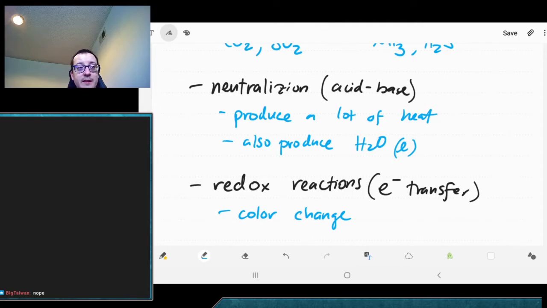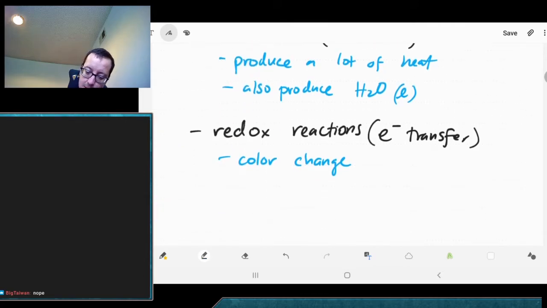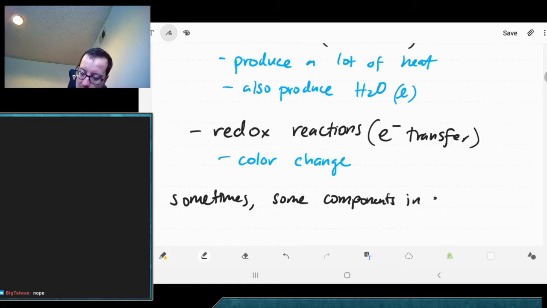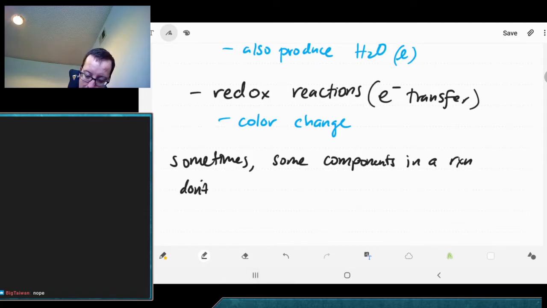And so with these, we're going to see that sometimes some components in a reaction don't actually do anything.